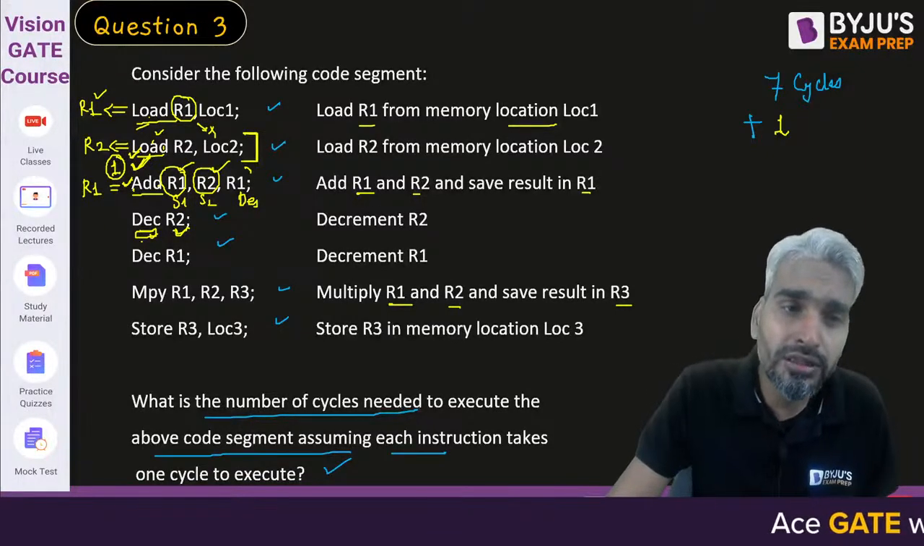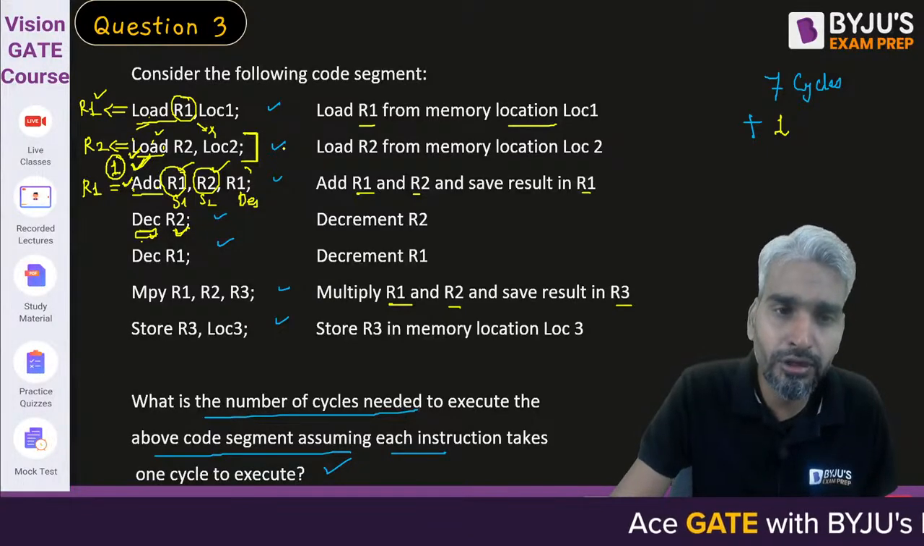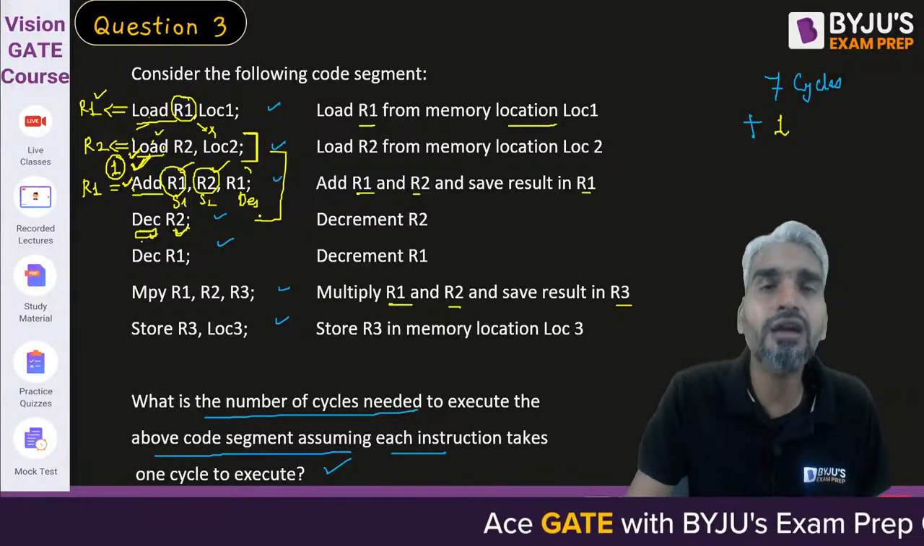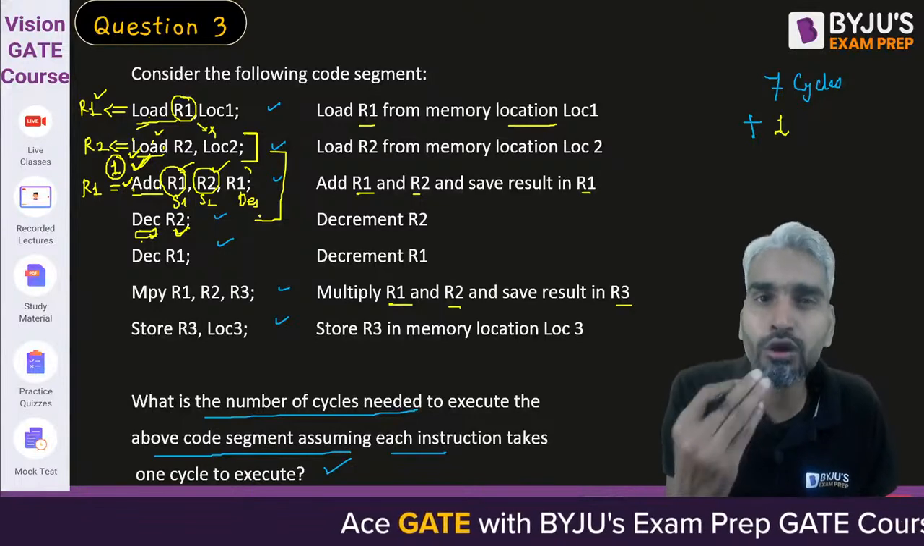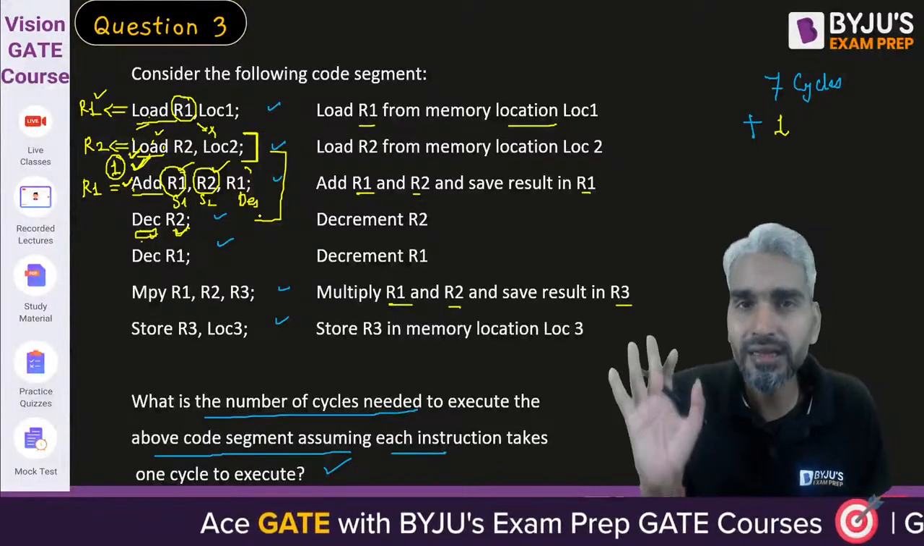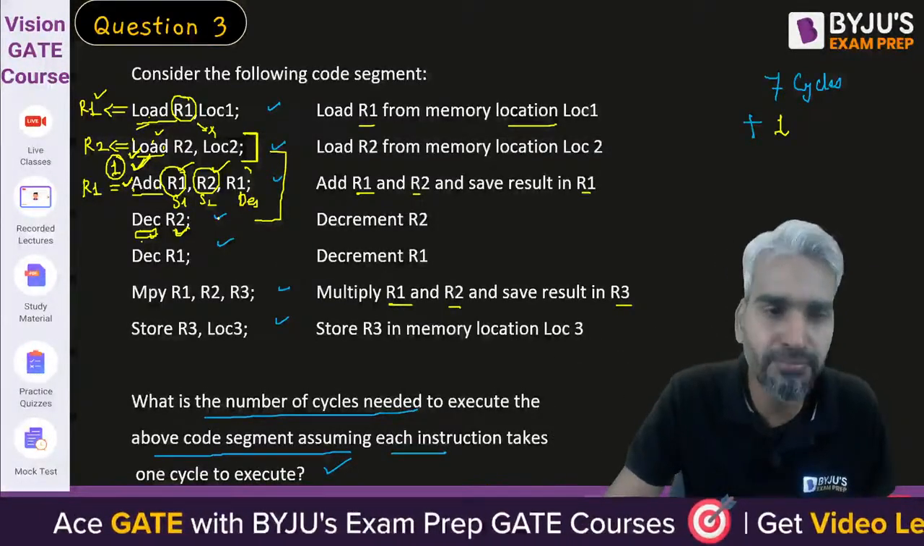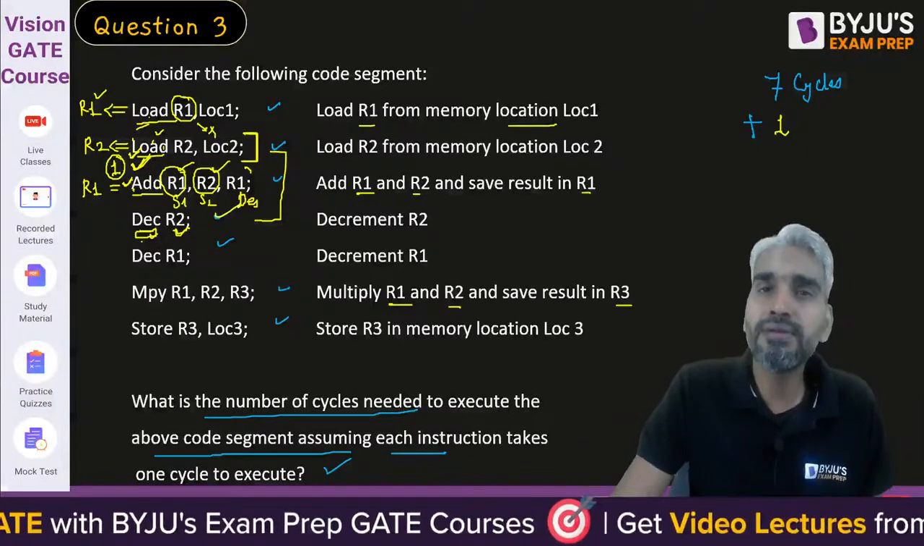Already between these 2 instructions, load and decrement, there is a delay of 2 cycles. Already 2 cycles have passed between load and decrement. Therefore, you don't need to worry about that. You can simply execute it.